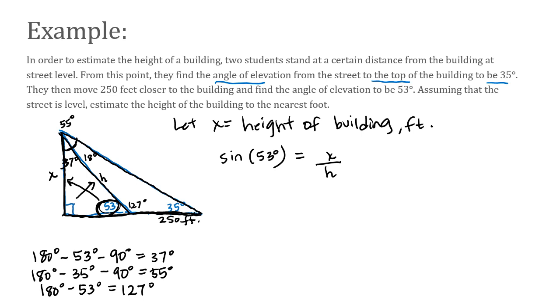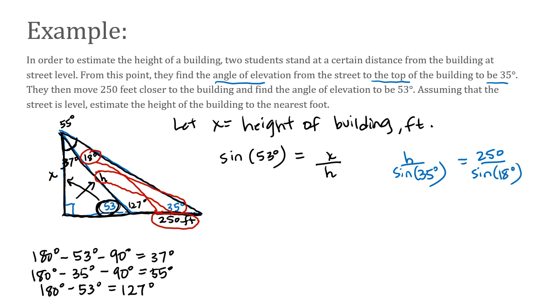Let's just go over and look at this other triangle. I want to find h, and h is across from a 35-degree angle. I know that I have 18 that is across from 250 that was given. So that could be my anchor, couldn't it? So I'm going to say that h over the sine of 35 degrees is equal to 250 feet over the sine of 18 degrees. Now, is there another way that I could have solved this? Probably so, because I know so many angles, but this is the way that I chose to do it.